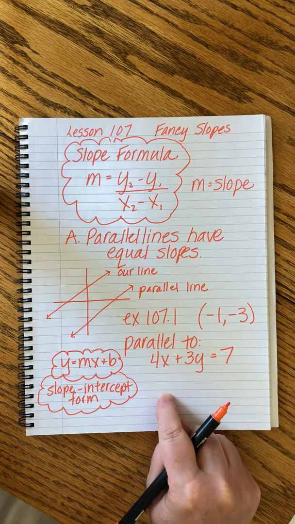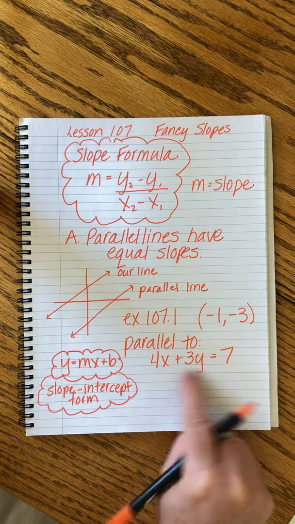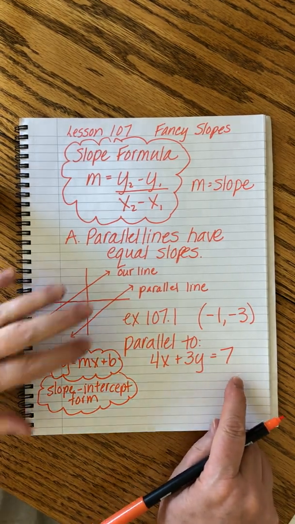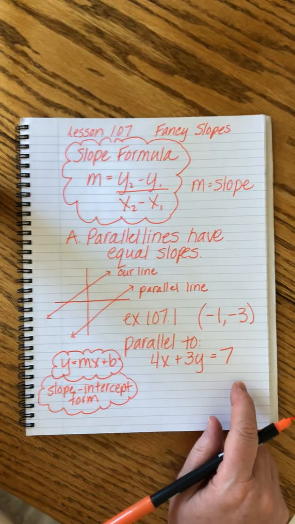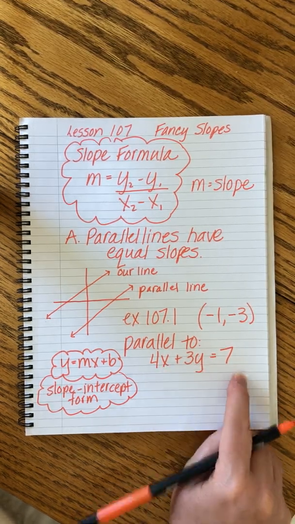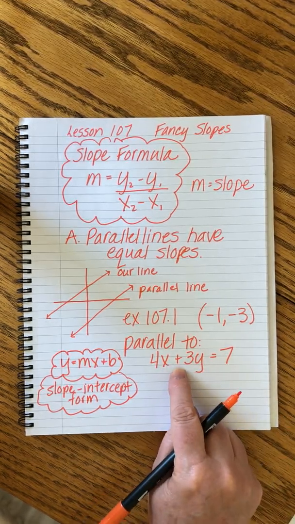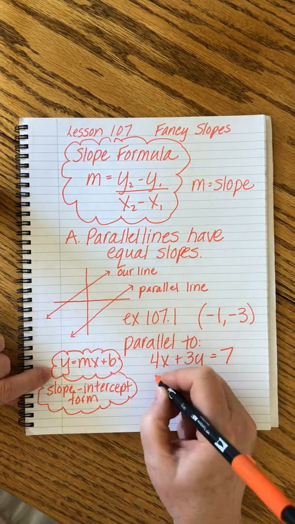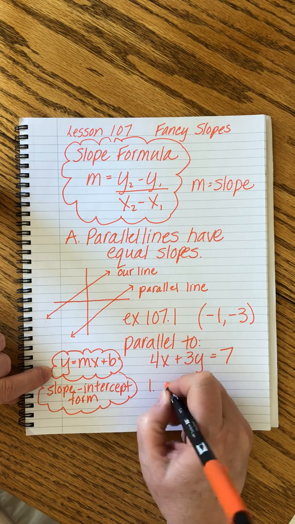Because then we could eliminate the x's or the y's. This could be perfect in a different scenario. But when you're talking about graphing lines and finding the equation of lines, we want to mix this up. So what we want to do is solve for y equals mx plus b. So that's our first step.